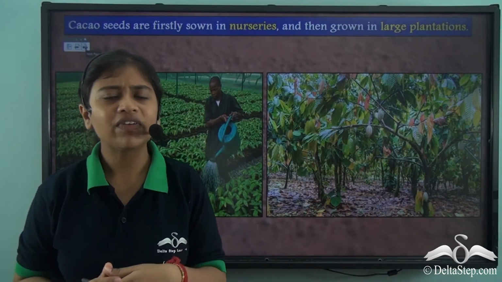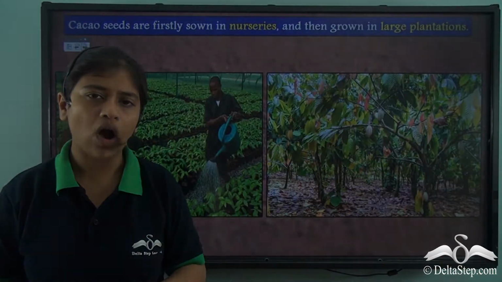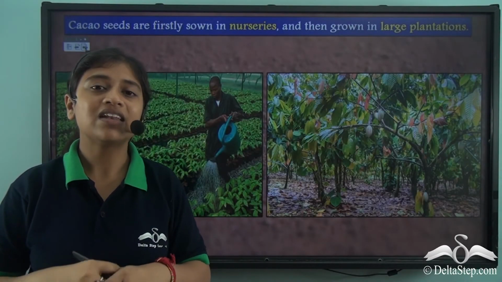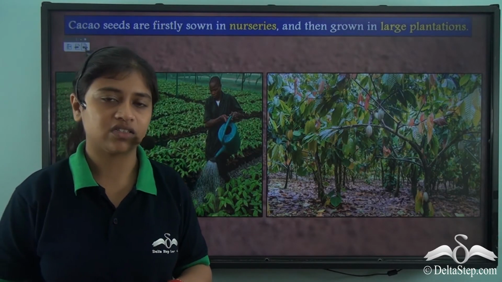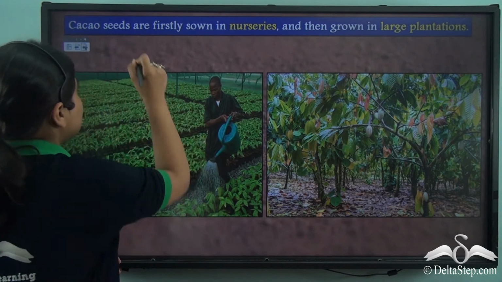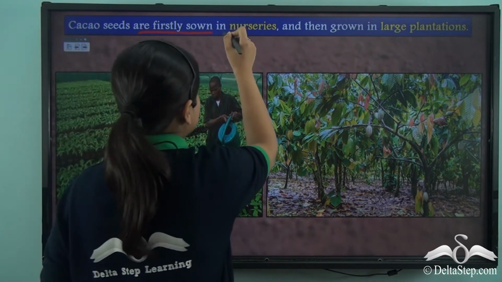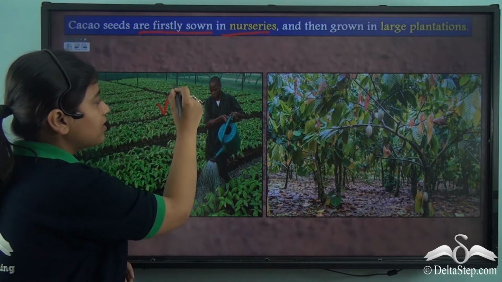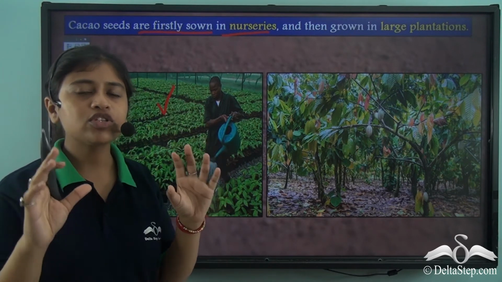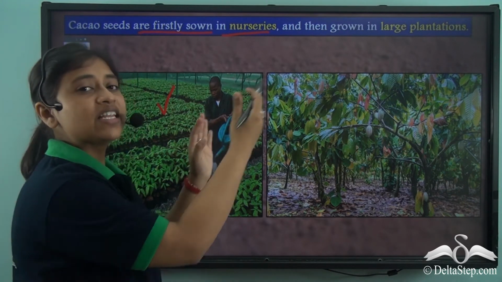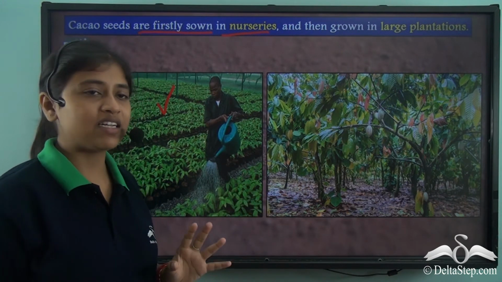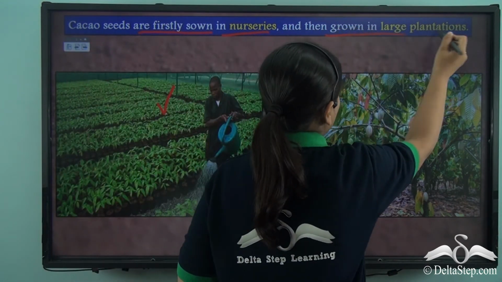Now, because of the increased demand for cacao all around the world, they are now grown in plantations. The cacao seeds are firstly sown in nurseries, as we can see here, and after they have grown to a certain age, they are then transferred into large plantations and grown there.